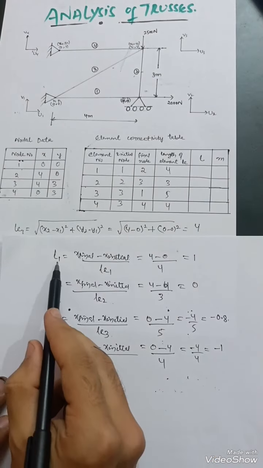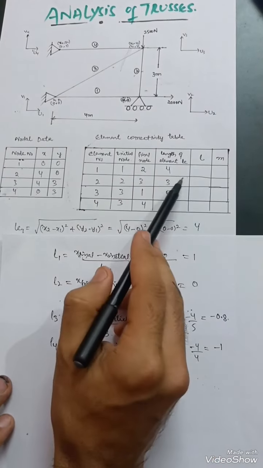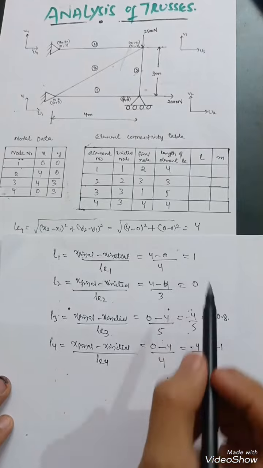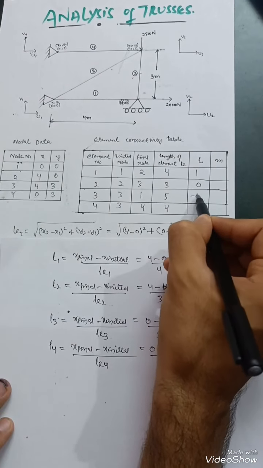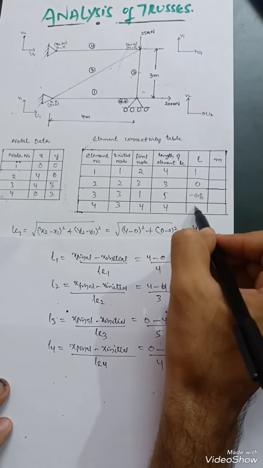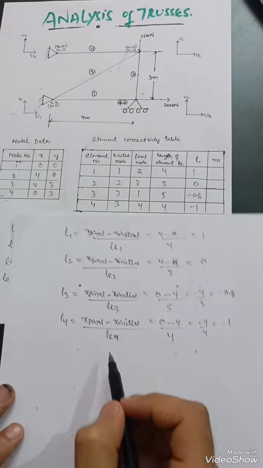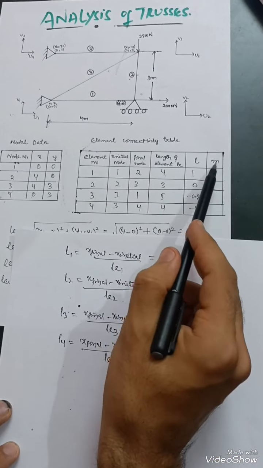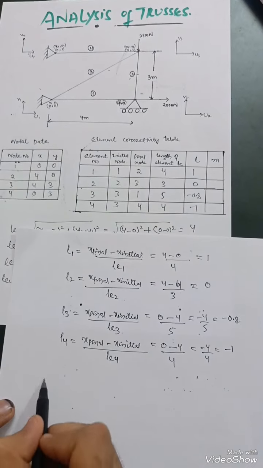So this is the L1, L2, L3 and L4. So you have to put it in this table. So this is 1, 0, minus 0.8 and another one is minus 1 over here. Then we have to calculate the last part, that is m. So how to calculate? There is another formula.